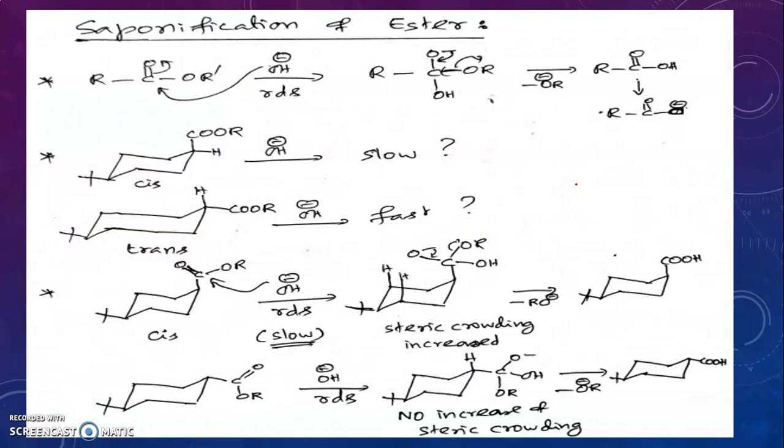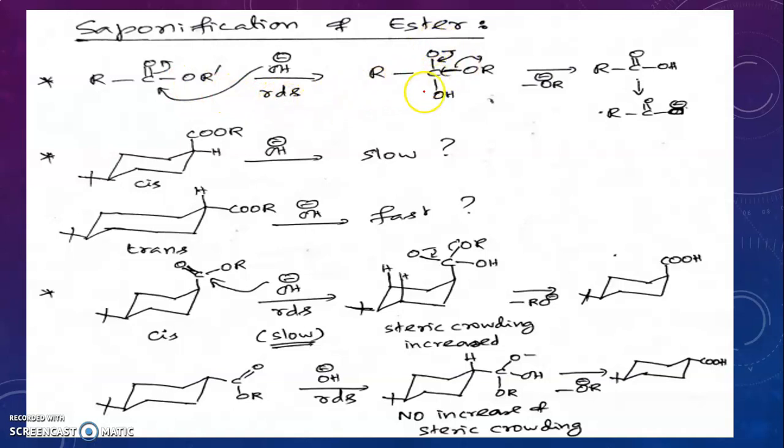Then the next question, saponification of ester. You know very well, an ester undergoes base catalyzed hydrolysis. Base catalyzed hydrolysis of an ester is what we call saponification of ester. Okay. So if you take an ester and treat it with the base, the base undergoes nucleophilic attack, and this step is the rate determining step. So nucleophilic attack of the base on the ester is the rate determining step.